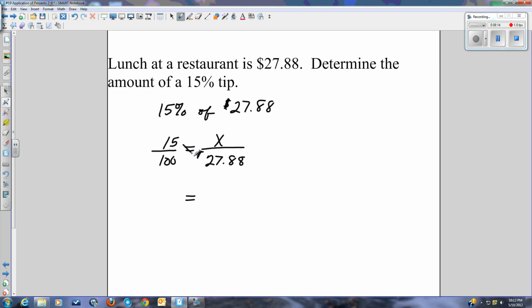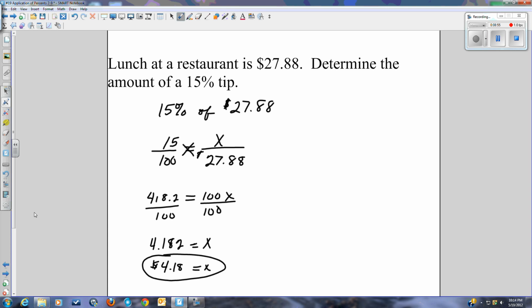Let's go ahead and cross multiply. So we have 15 times 27.88, which gives us 418.2. And 100 times x is 100x. So we want to divide everything by 100, which gives us 4.182. But remember, we're talking about dollars and cents, so we're going to have to round that to the nearest cent. So we will have to say that that's $4.18 that we would leave as a 15% tip.